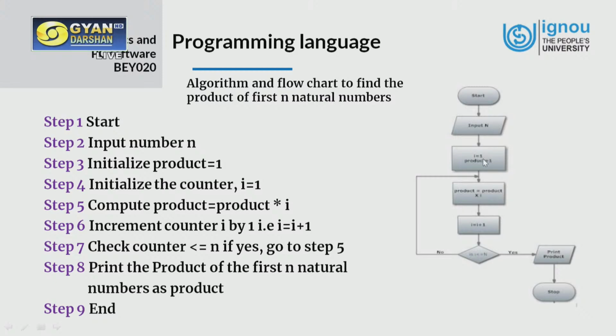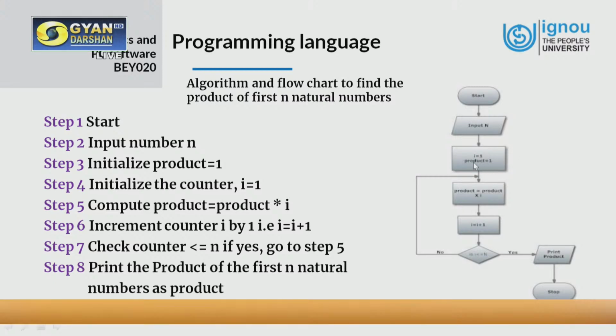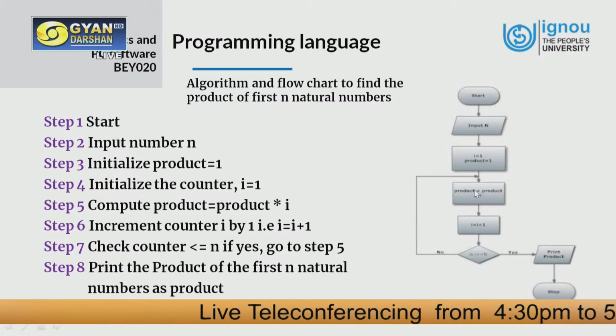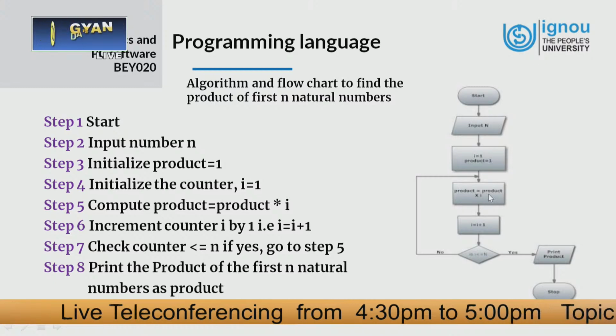So I is a variable which is initialized as a counter variable. It is quite common that I, J, K are used as counters. So you initialize I to 1, and the product also as 1 in this particular processing box. And in the next box, then you will be checking.